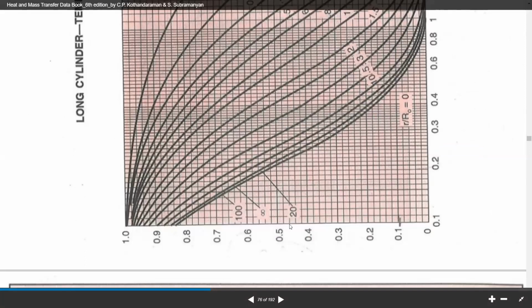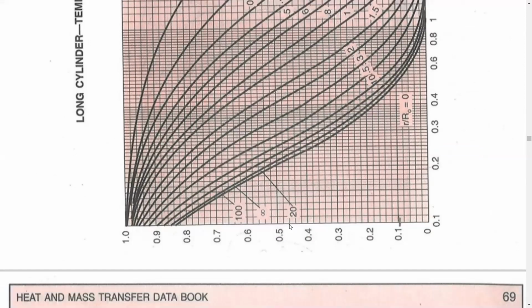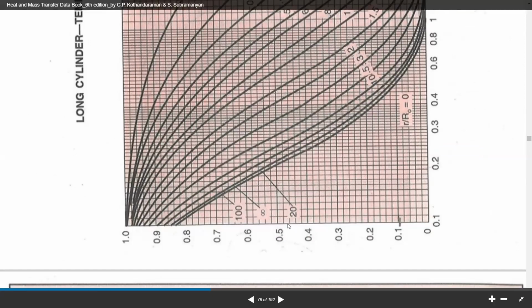Now this is the point of our interest. Reading 0.4, 0.42, 0.44 and 0.46, you may get the temperature ratio as 0.46, that is T0 minus Ta. The label for the temperature ratio is missing here, so do take it as T0 minus Ta divided by Ti minus Ta.